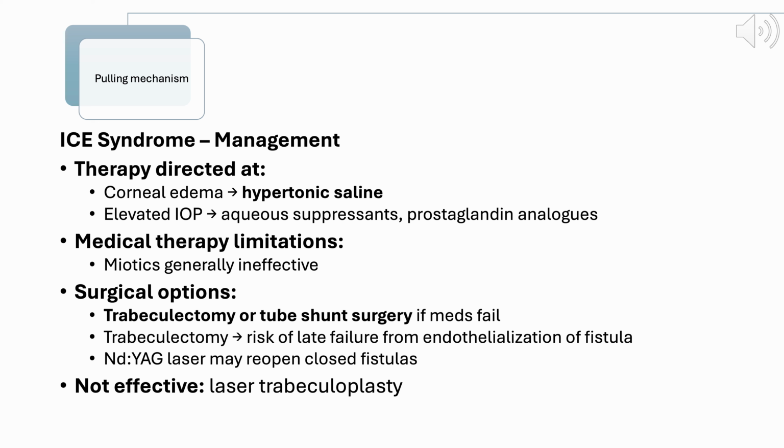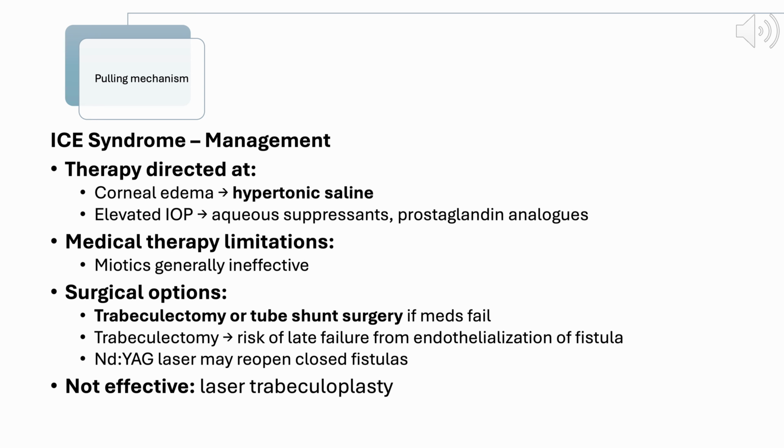Trabeculectomy carries the risk of late failure due to endothelialization of the fistula, but YAG laser can sometimes reopen a closed tract. Tube shunts are often favored for more durable control. One important point: laser trabeculoplasty is not effective in ICE syndrome. The abnormal endothelial membrane covering the trabecular meshwork prevents meaningful response.